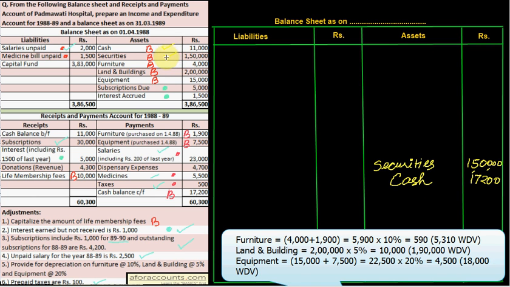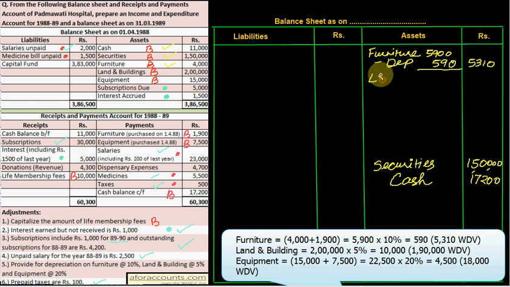Now furniture. Look at furniture. Furniture has an adjustment. 4,000 is opening. So furniture 4,000, and we have also purchased furniture during the year. So 4,000 plus 1,900 comes up to 5,900, and depreciation on furniture is 10%, 590. So 5,900 minus 10% depreciation, that comes to 590. And what will you take out in the outer column? It is 5,310. Furniture is also done.